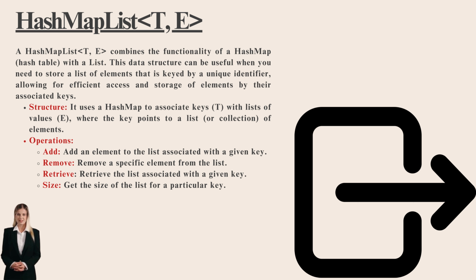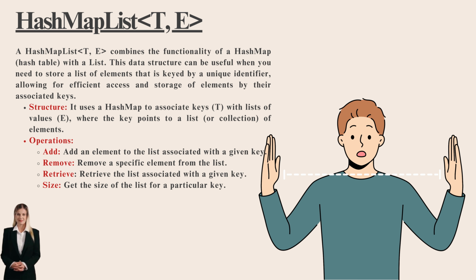Operations. Add an element to the list associated with a given key. Remove a specific element from the list. Retrieve the list associated with a given key. Size. Get the size of the list for a particular key.